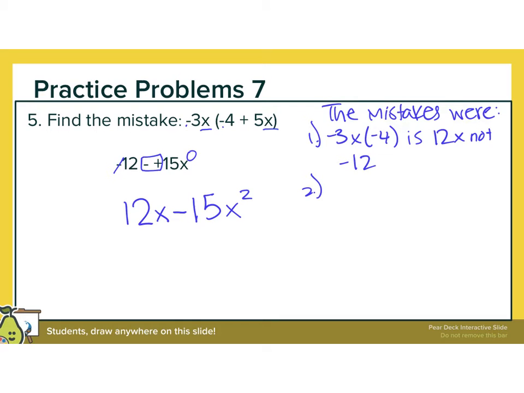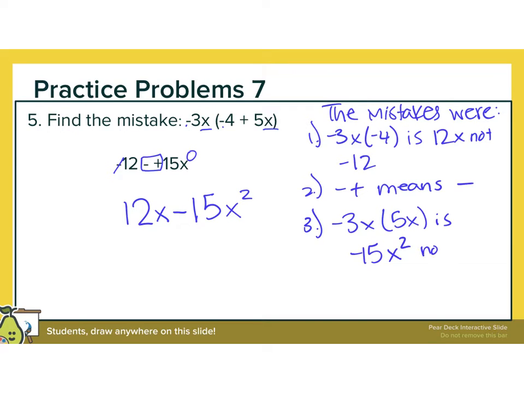The second mistake, plus minus means minus. And the third mistake, negative 3x times 5x is negative 15x squared, not negative 15x. So however you explain your mistakes, just make sure you explained all three of them.